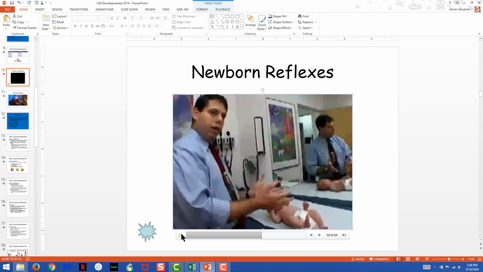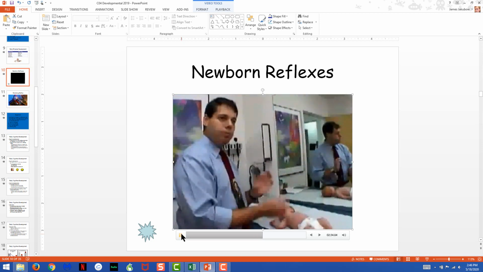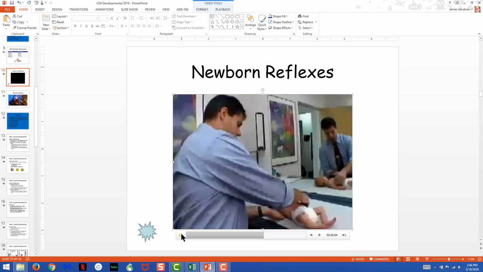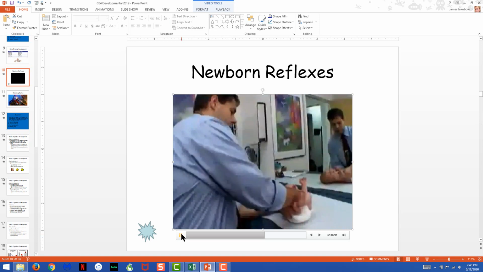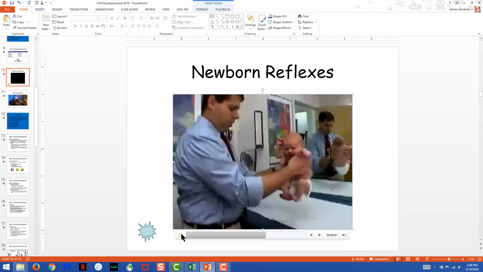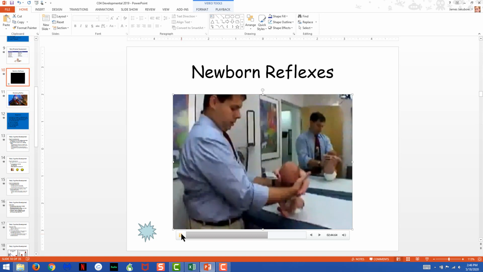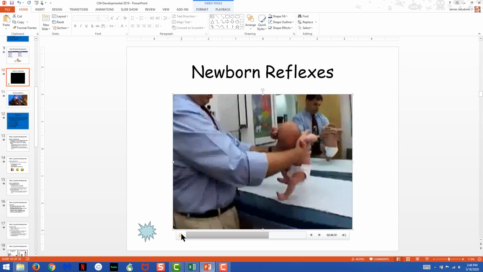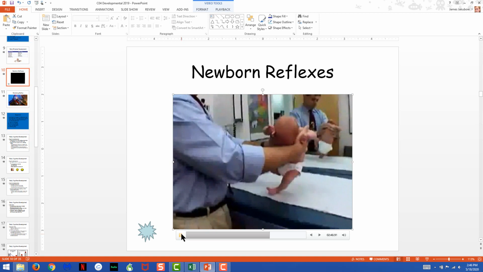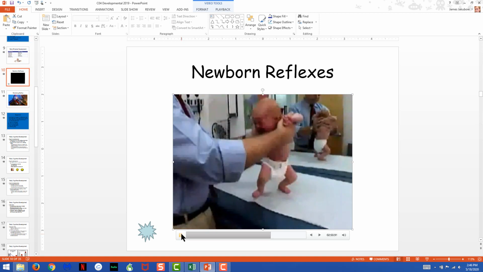Some reflexes, such as the stepping reflex, are related to postural control. When held upright with her feet just touching a flat surface, 2.5-week-old Olivia appears to take steps and walk. This reflex, which typically disappears at around 2 to 3 months of age, will not be seen again until Olivia learns to walk on her own.